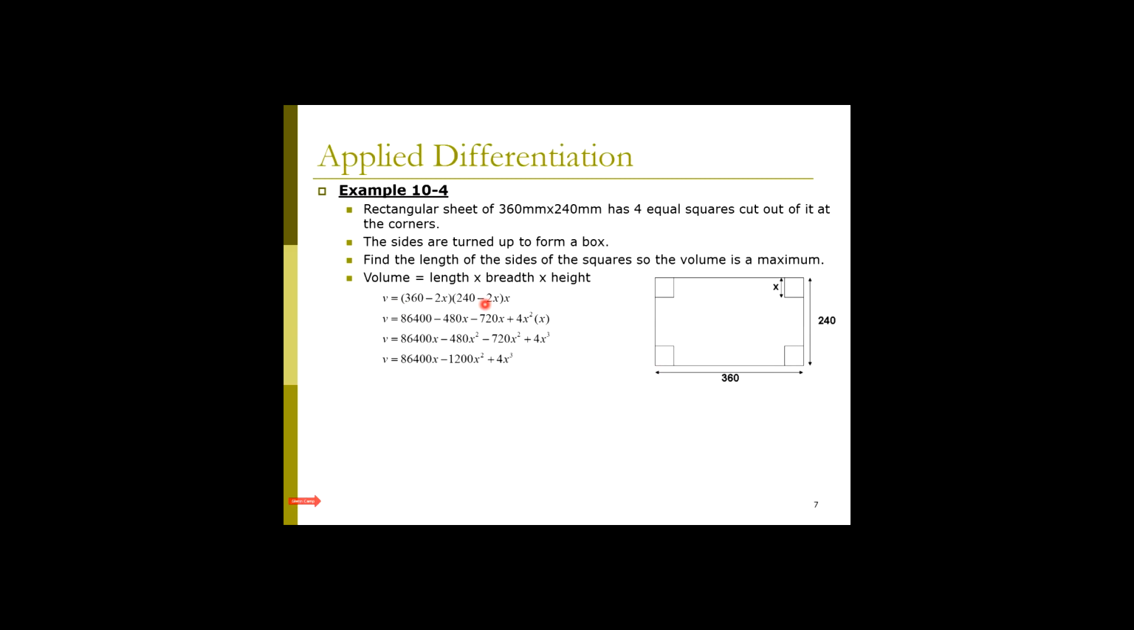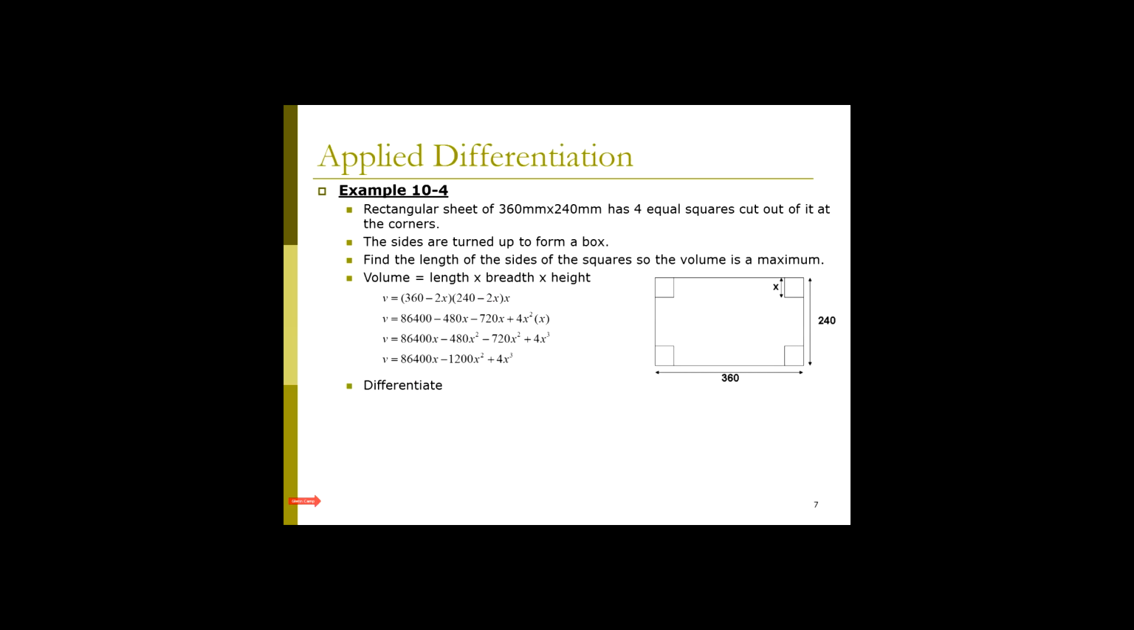So our volume formula is found simply by multiplying out these two brackets and then simplifying to get 86,400x minus 1200x squared plus 4x cubed. So that's our formula for volume of this container based on x.